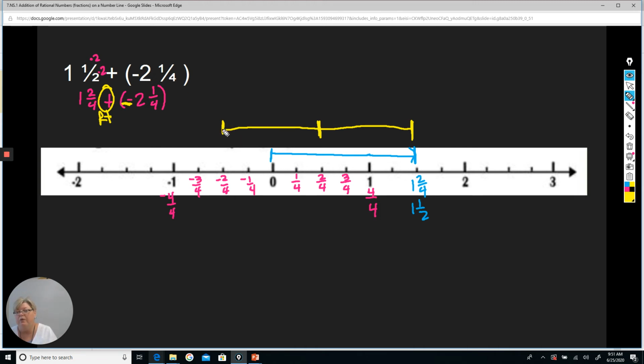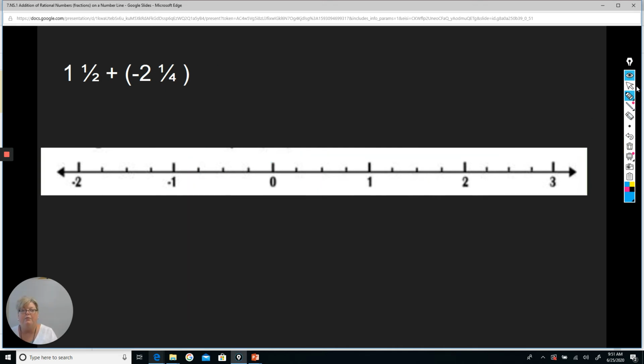And then I go a fourth. So I'm going to go 1 tick mark. So this is where I'm going to be right there. And so this is my solution to this problem. The solution would be -3/4. Okay, so now let's look at one more problem.